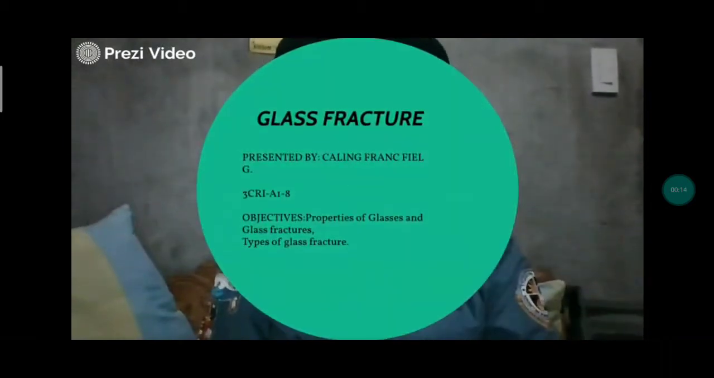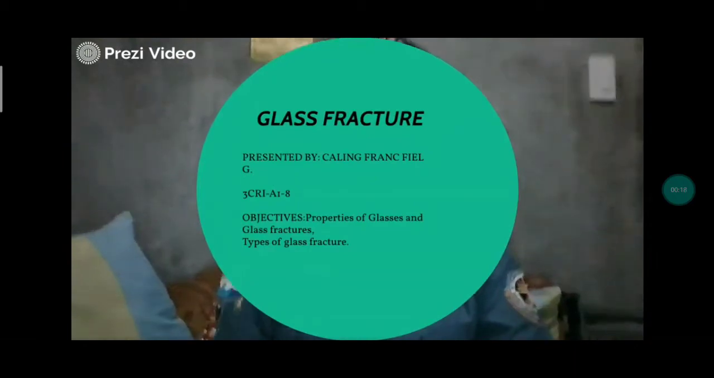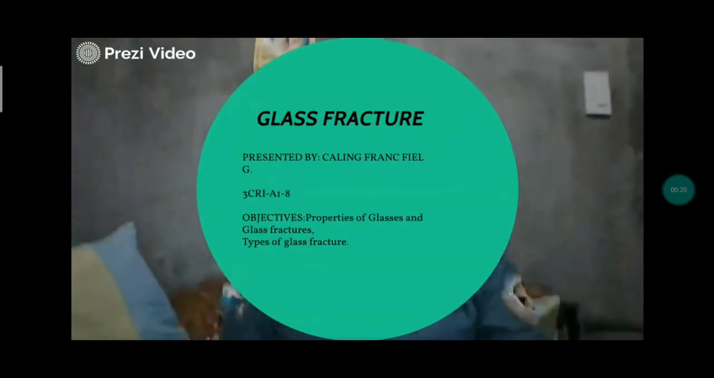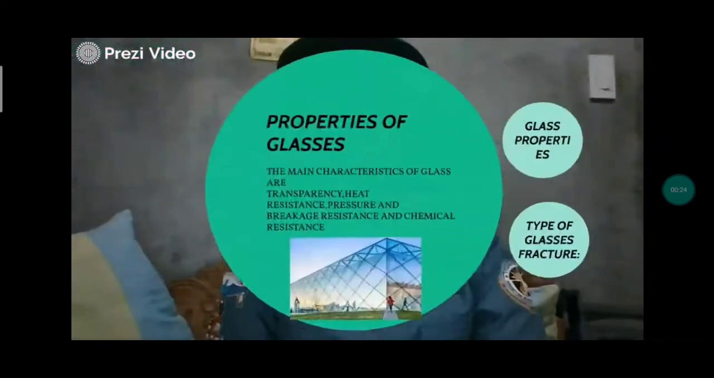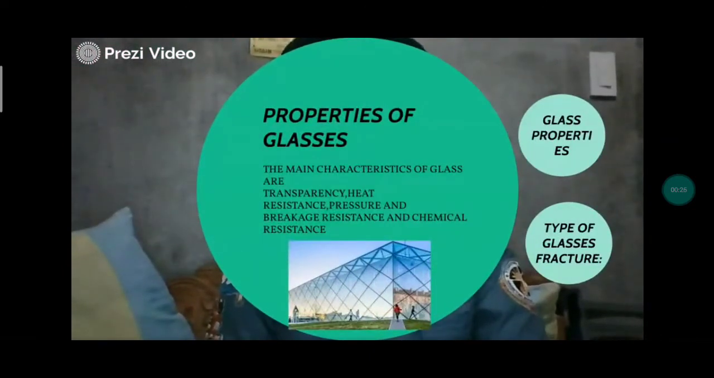Objectives: properties of glasses and glass fractures, types of glass fracture. Properties of glasses. The main characteristics of glasses are transparency, heat resistance, pressure and breakage resistance, and chemical resistance.